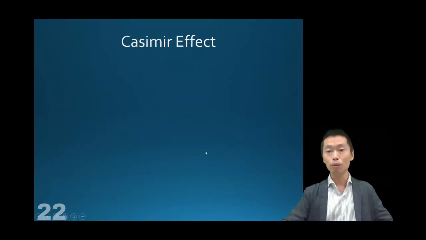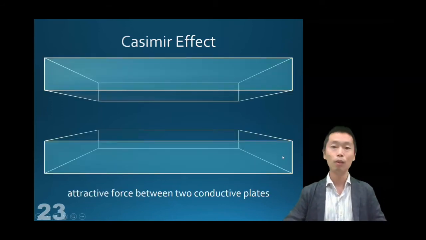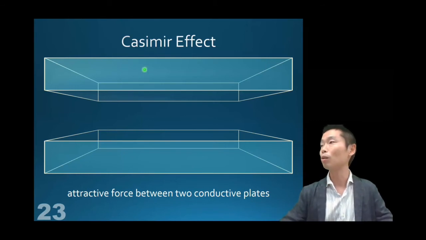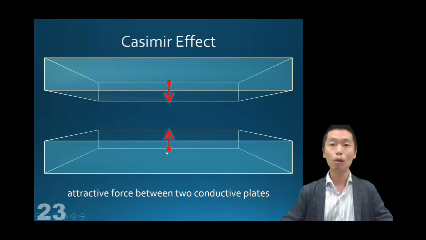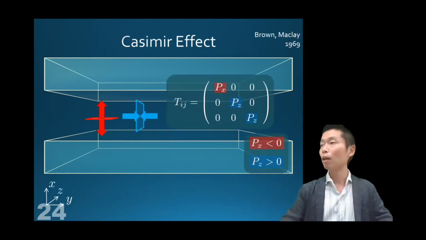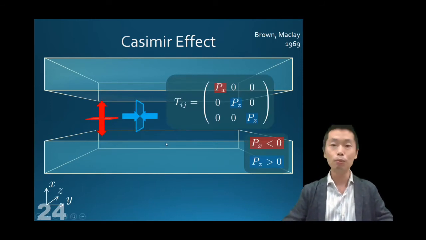Okay, so let's first recall the Casimir effect. The Casimir effect is the appearance of an attractive force between two conducting plates located very closely. If we locate two conducting plates at a short distance, an attractive force appears, and we know the reason why. It comes from quantum effects, the discretization of the momentum modes. And the existence of the attractive force shows that the stress tensor, or the spatial components of the energy momentum tensor, looks like this.